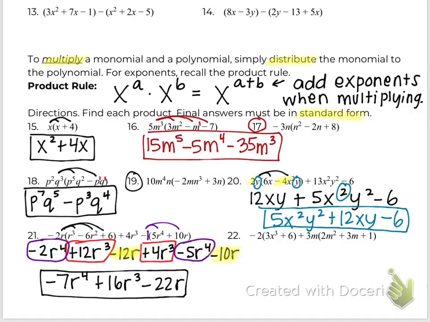Is this in standard form? Yes, because it's r to the 4th, r to the 3rd, and then r. So it's greatest to least. You guys try 22 and then show me when you're finished.